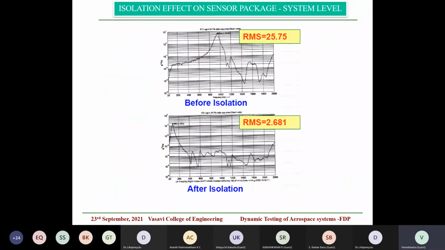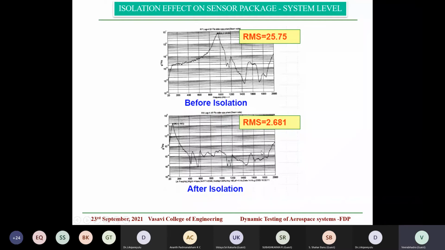A typical example I'm showing is a system where we had around 25.75 GRMS response. By using isolation, this peak is reduced, and after isolation, with 90 Hertz as the isolator frequency, we can see a complete cutoff of the input. This is how we can use isolators.